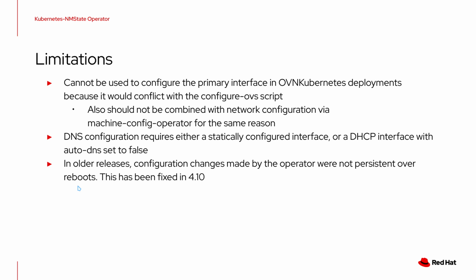And another kind of historical note: in older releases, we had ephemeral network config, which meant that when the operator made changes to the networking on a node, those changes disappeared after a reboot, and that was obviously problematic for a number of reasons. They would eventually be reapplied by the operator after it came back up, but if you had made a change that, for example, configured a VLAN where it was required for the node to come back up properly, then that was going to be a problem.